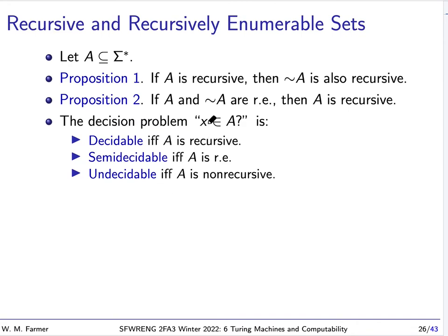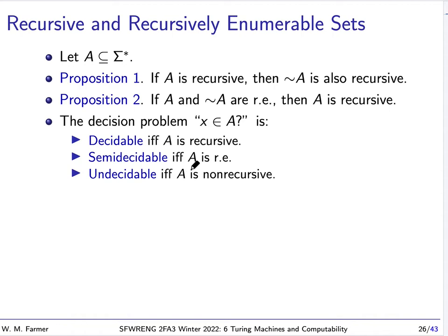Now, let's think about a decision problem, X being a member of a set A. So we have the set A. We want to know whether a particular given X is a member of A. So this problem can basically either be decidable, semi-decidable, or undecidable. Decidable means that A is recursive. That means there's a Turing machine that's total, and that Turing machine will allow us to know whether X is in A and whether X is not in A.